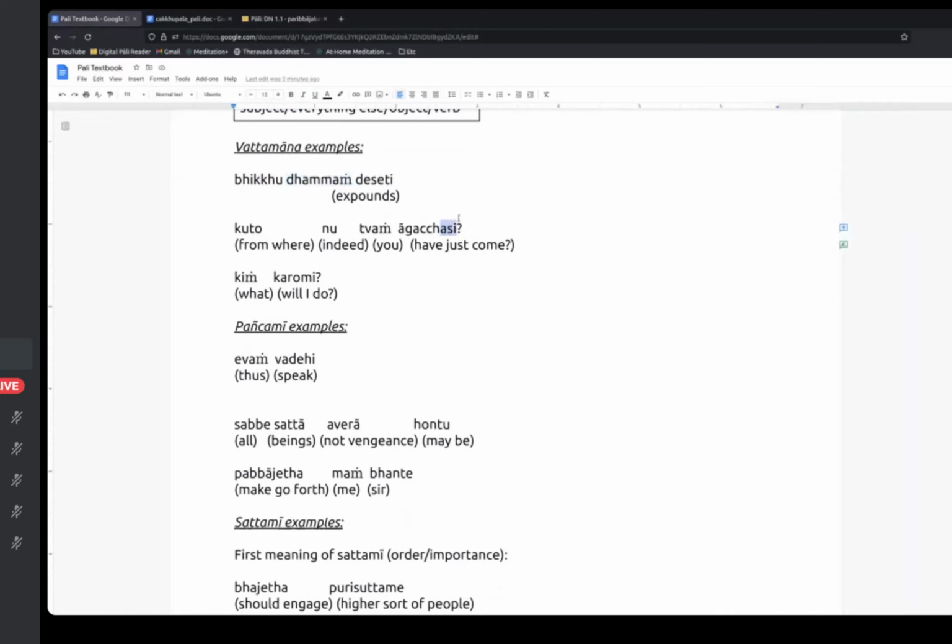Here's si. Si is the 2-1 ending, so this is second person singular. Twang agachasi. This means you are coming. But this is in the Thai textbook as an example of how it's used in the past. But we've seen already lots of ways it's used to talk about past tense. Kinkaromi means what, and this is I do. This doesn't mean what am I doing. This is what will I do. It could mean what am I doing, but in this instance, it can be used to mean what will I do. Kinkaromi, what will I do?